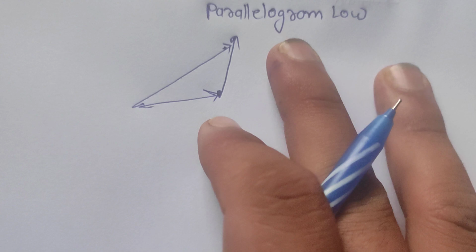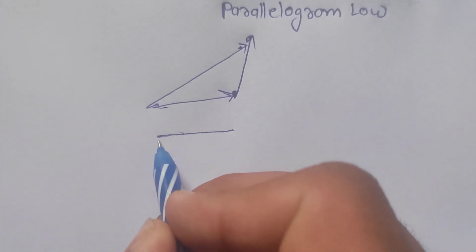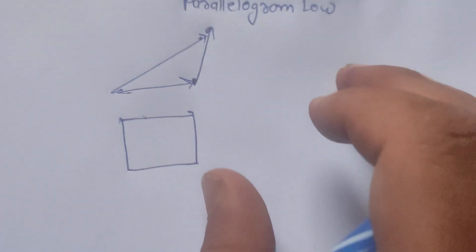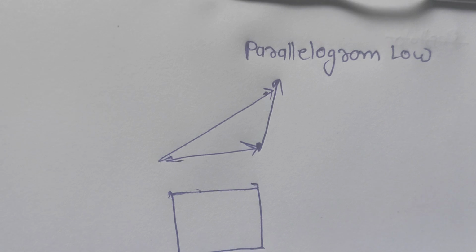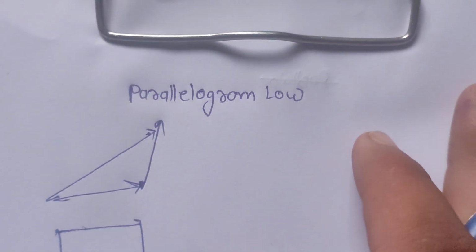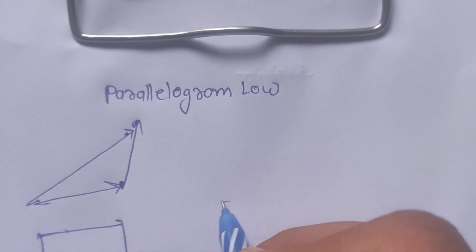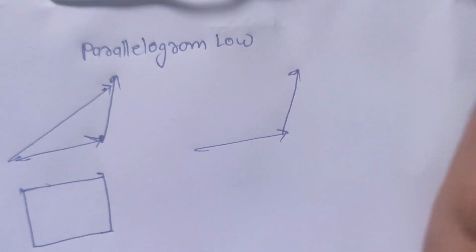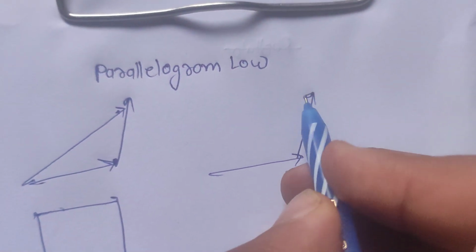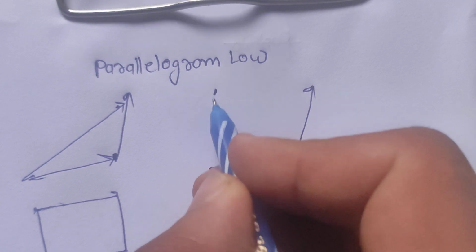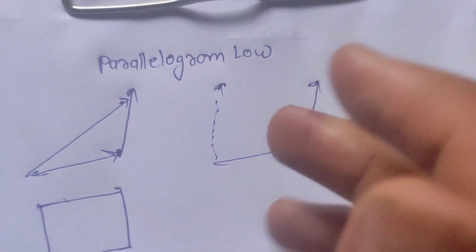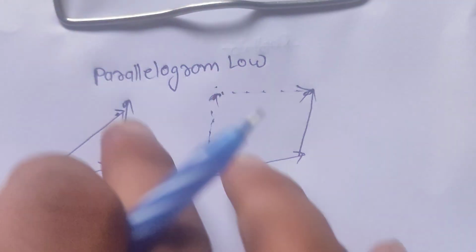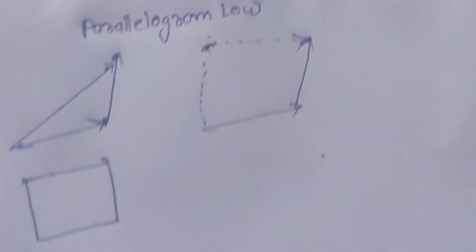But as we see, this is the parallelogram. So how do we go from the parallelogram to the triangular law? So these are my vectors. If I shift the vector parallelly, as I taught you, this can be transferred to this, and this can be as this, so we can say that it becomes a parallelogram.